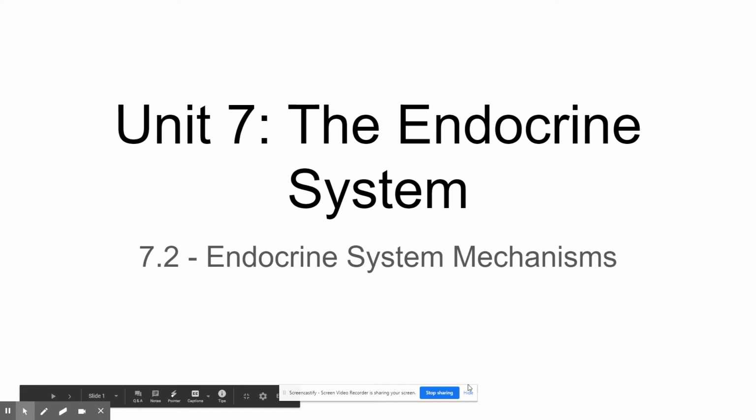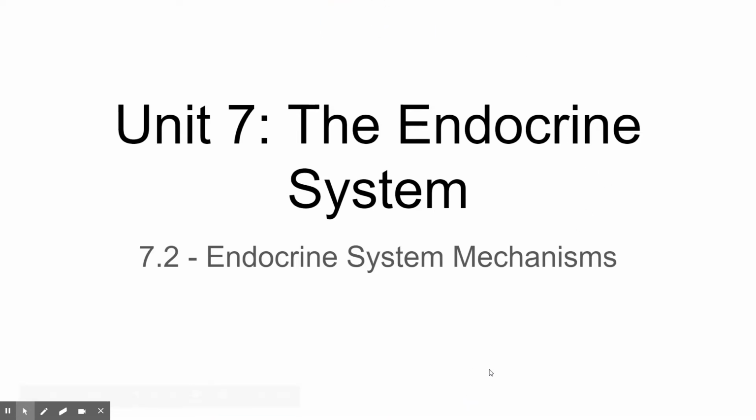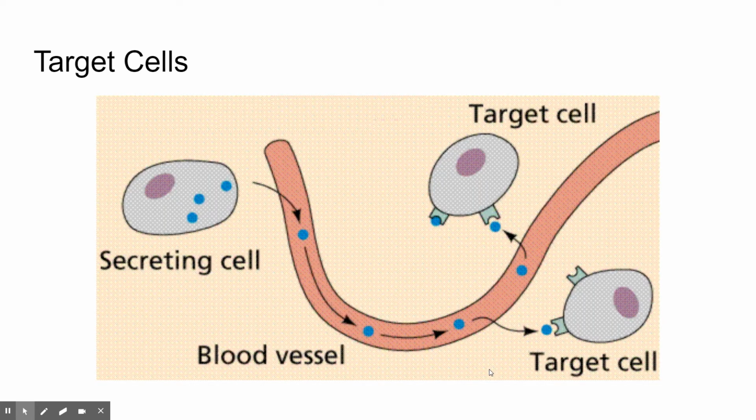All right, so in this video, we'll continue with the endocrine system, looking at how the endocrine system works and some different concepts surrounding that. One of the big concepts with the endocrine system is something called a target cell. If you just look at the words, you know exactly what it is: this is where the hormone is going.